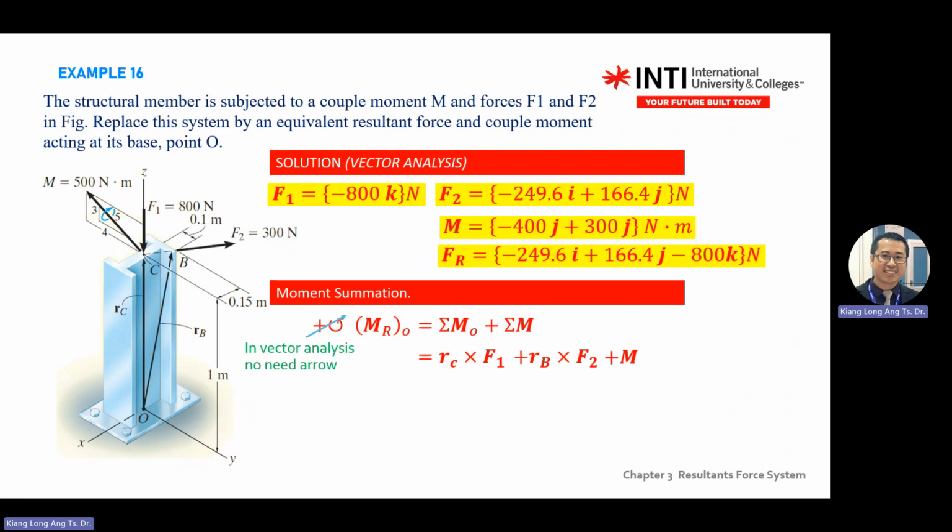What is RC? What is RC in IJK? 0I, 0J, 1K. Positive. So what is RB? RB is minus 0.15 I, go back, 1.5 J, and K, 1K. So you have IJK already, you have R already, you just do the cross product. Multiply by the products. So 1K for the RC is quite direct because you only have K and K.